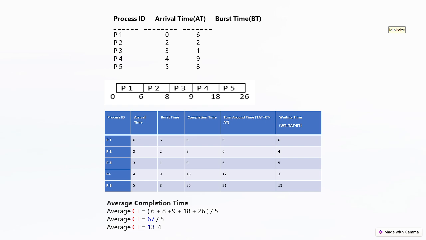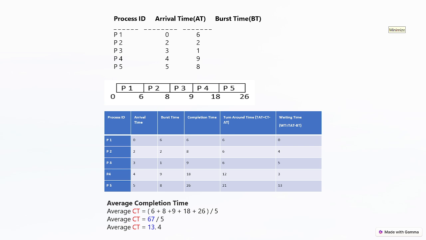Then 6 is the start time of P2, and the burst time of P2 is 2. So 6 plus 2, which is 8. So 8 is the completion time of process P2. Then 8 is the start time for P3, and the burst time of P3 is 1. So 8 plus 1, 9. So 9 is the completion time of process P3.